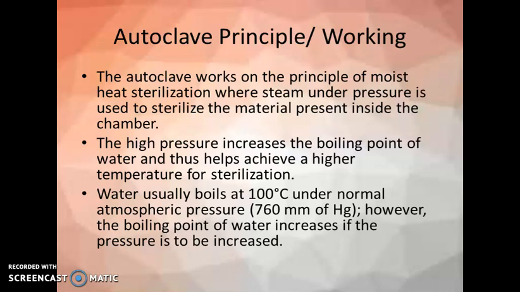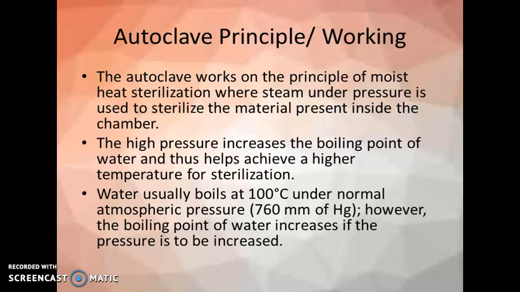Next is the principle or working of an autoclave. The autoclave works on the principle of what? That we already know: moist heat sterilization, where steam under pressure is used to sterilize the material present inside the chamber. The high pressure increases what? The boiling point of the water, and it helps to achieve a higher temperature for sterilization.